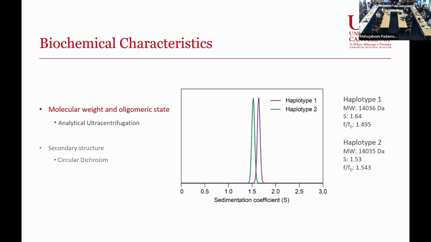And this FF0 value on the right-hand side here is a measure of shape, and a value of 1 would be a perfect sphere, but you can see that they're both about 1.5ish, so they're asymmetrical, which is again what we would expect from those predicted models.